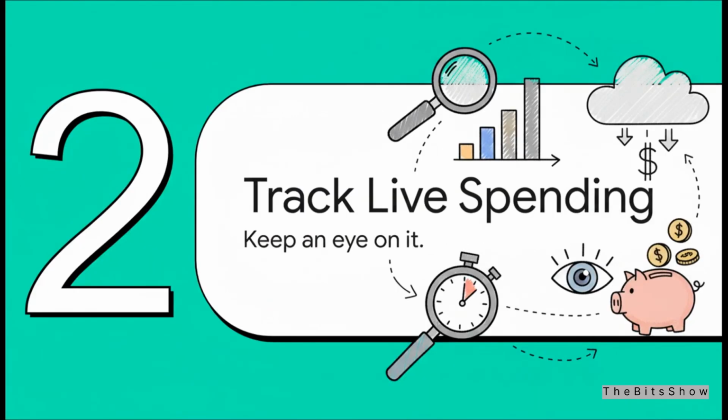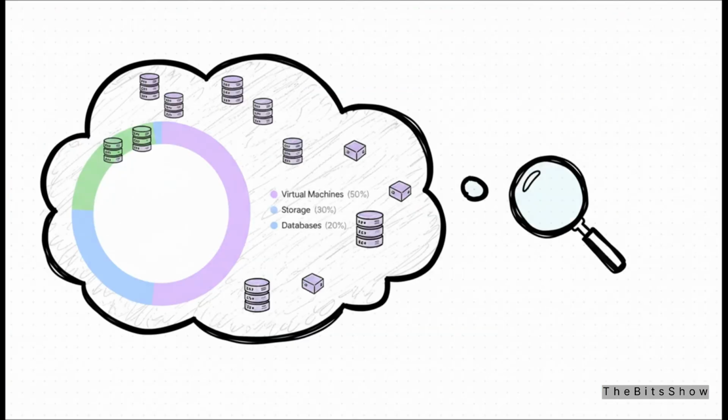Okay, so you've planned out your expenses, you've deployed your resources. Now what? You can't just set it and forget it, right? Now it's time to keep a close eye on your live spending. And for that, your go-to tool is cost analysis. This thing gives you a crystal clear breakdown of exactly where your money is going.